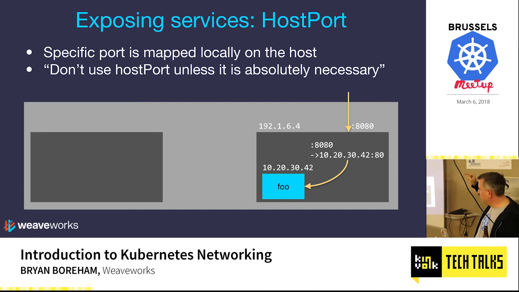Host port is exactly the same thing, except it doesn't bounce across machines. Host port is implemented by saying dash p to Docker, whereas node port is implemented in kube-proxy. And this is what the documentation says: do not use host port.